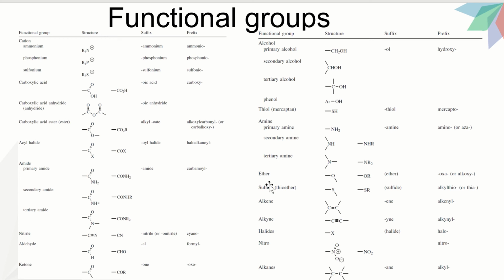We know about our ethers, and we can look here. We may not have met the sulfide or the thioether, so this might be a new one. That is a sulfur bonded to 2 carbons, as opposed to the ether that we're familiar with, oxygen bonded to 2 carbons. So that's either sulfide or thioether. And of course we know about our alkenes, alkynes, alkanes, nitro, halides, etc.